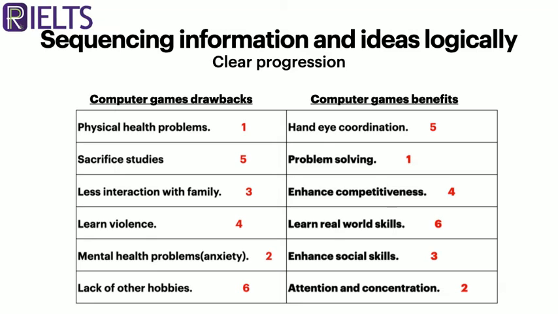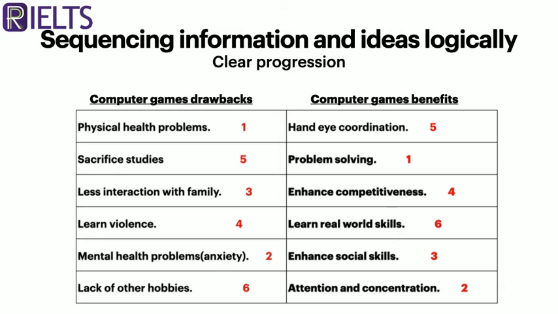When I wrote the ideas, I thought that idea number 1 is related to health problems, and then I wrote another idea which is related to mental health problems. So physical health and mental health are basically health problems. I will write them together, right? Then I saw that there are 2 points which are related to society, on a societal level, which are points 3 and 4. I decided that I will write them together, which are less interaction with the family and learn violence. These are related to society, so I will write them together.